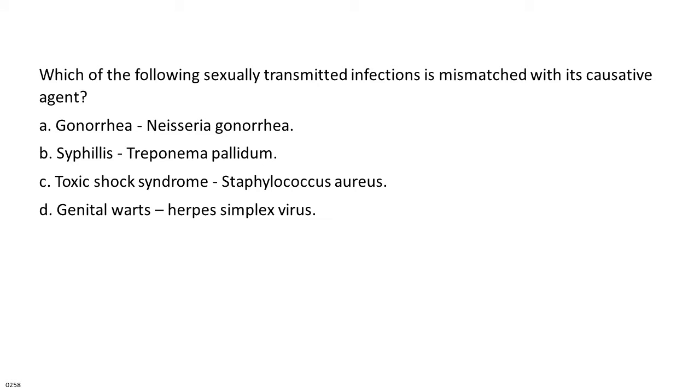Which of the following sexually transmitted infections is mismatched with its causative agent? A. Gonorrhea, Neisseria gonorrhoeae. B. Syphilis, Treponema pallidum. C. Toxic shock syndrome, Staphylococcus aureus. D. Genital warts, herpes simplex virus.